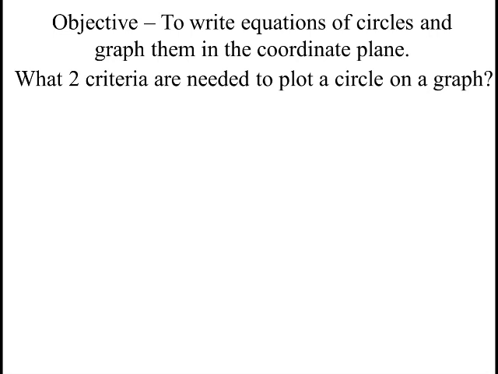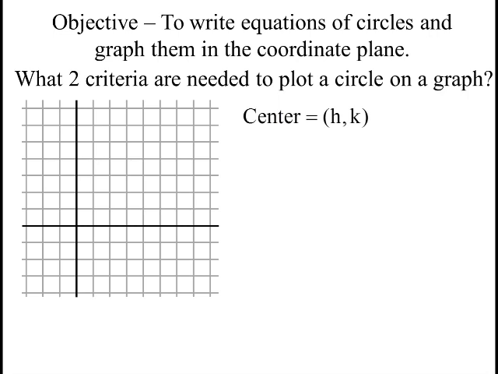So what two things do we need to know about a circle in order to graph it? Well, we need to know what the center is, which we're going to call h, k. It's alphabetical order, just like any ordered pair x, y. And you need to know the radius of the circle to plot it. So let's say the center is 2, 1, and the radius is 5.